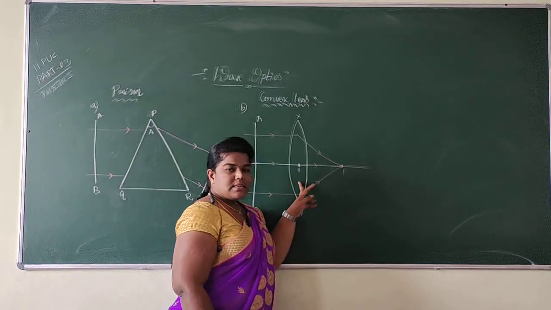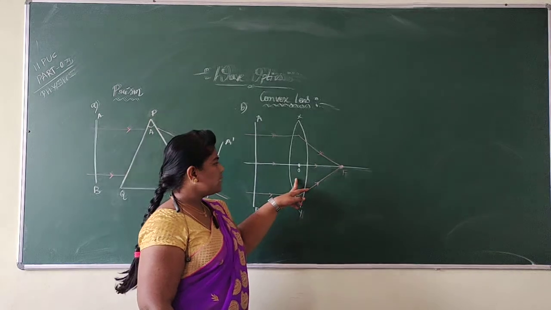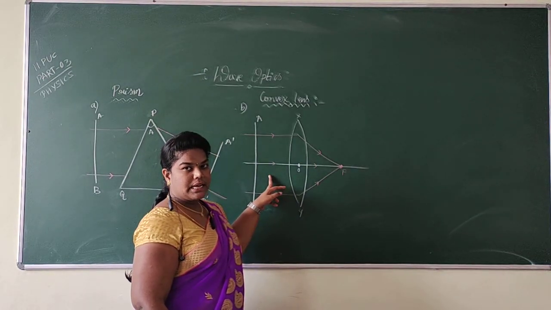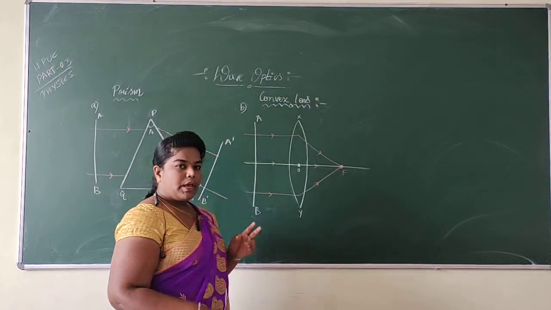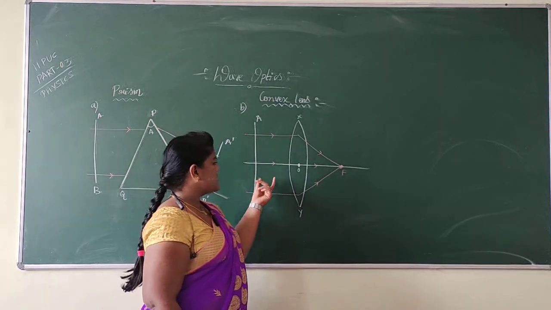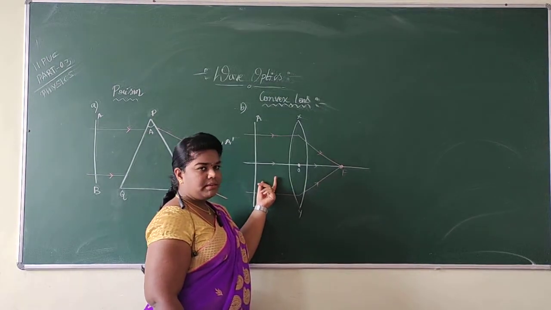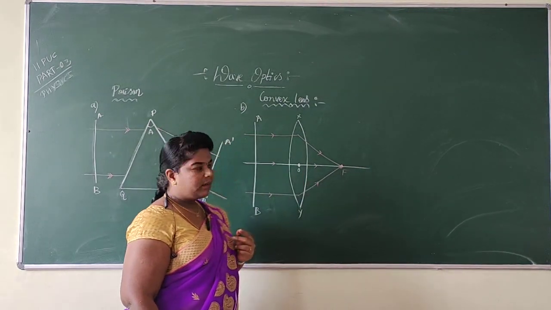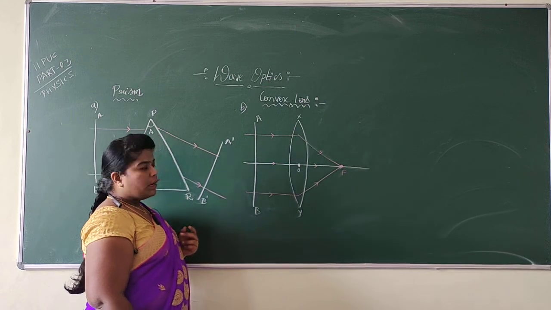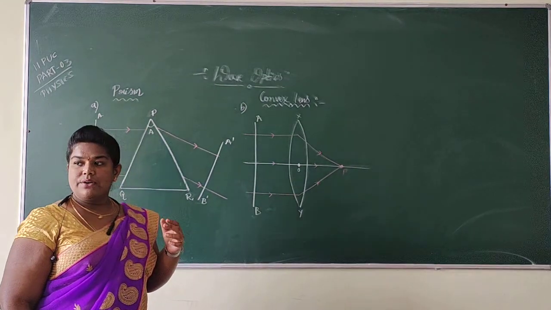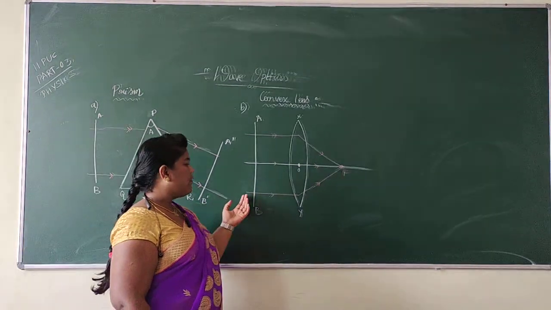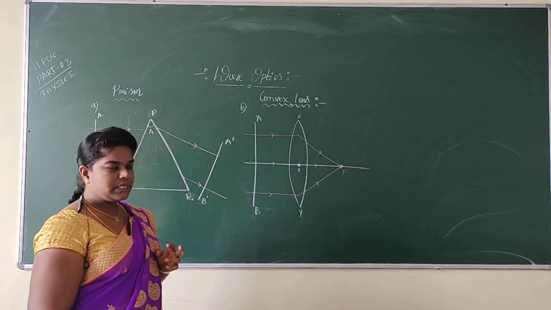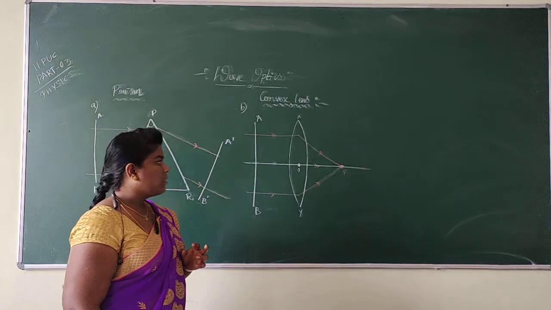Whereas a convex lens is made up of glass, which is a denser medium, and this is an air medium, called a rarer medium. You know that the velocity of light in the air medium is greater than the velocity of light in the denser medium. Due to this, as the ray of light enters from the rarer medium into the lens, it refracts and forms the image at the principal focus.